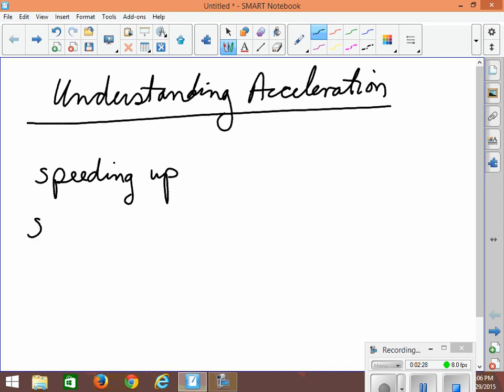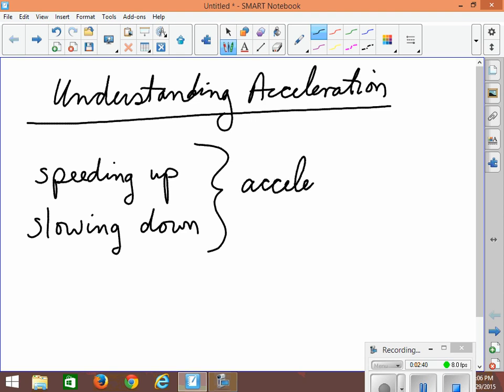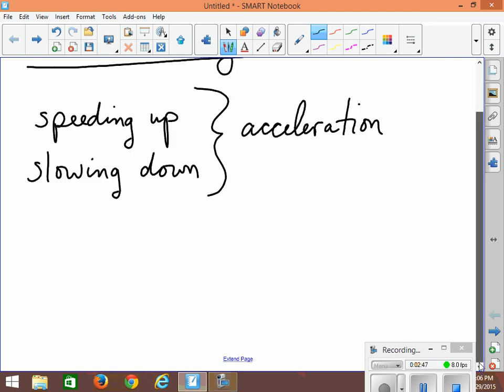And, of course, the opposite of that might be slowing down. Slowing down is a deceleration, but it technically means the same thing. In physics, we often just use the word acceleration to describe both of those things. So acceleration, then, has to do with speeding up or slowing down. But a better way of thinking of it is to define it like this.